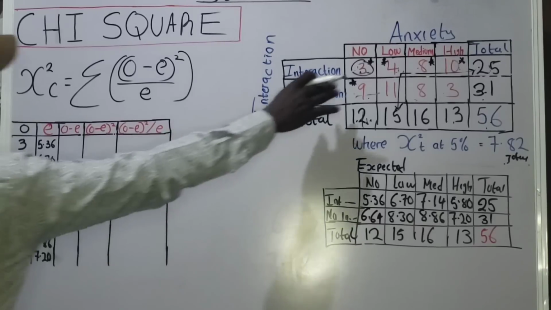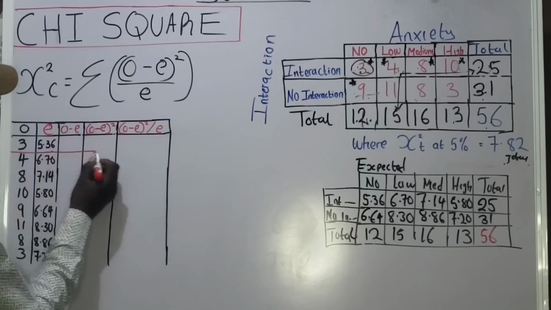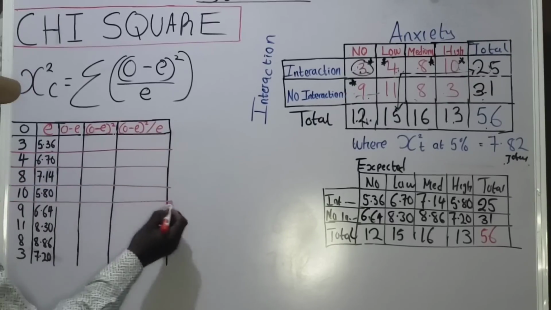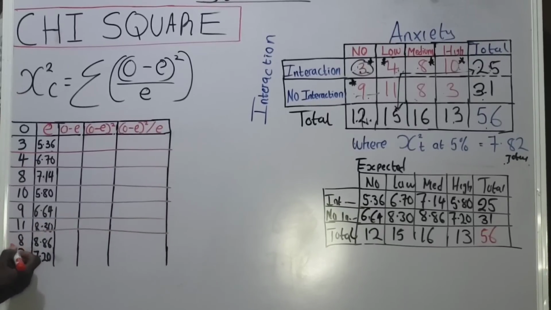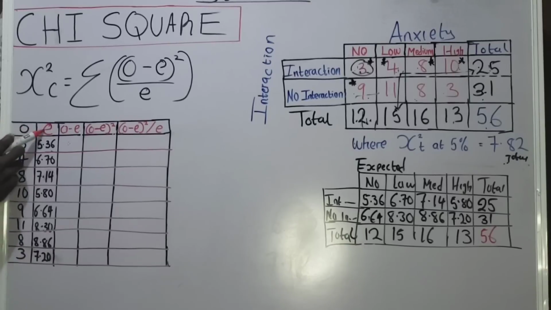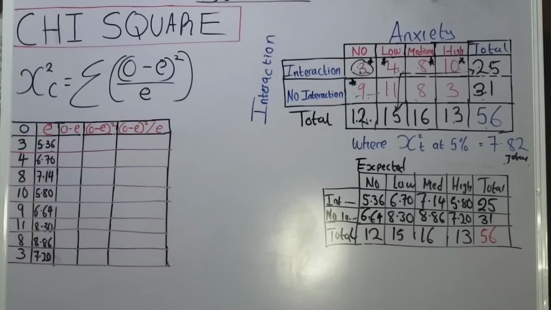This is the observed we have been given, and this is the expected that we got. Now I need their differences. The value of these cells will be observed minus expected. So this is the observed, this is the expected, and I'm going to have 3 minus 5.36.